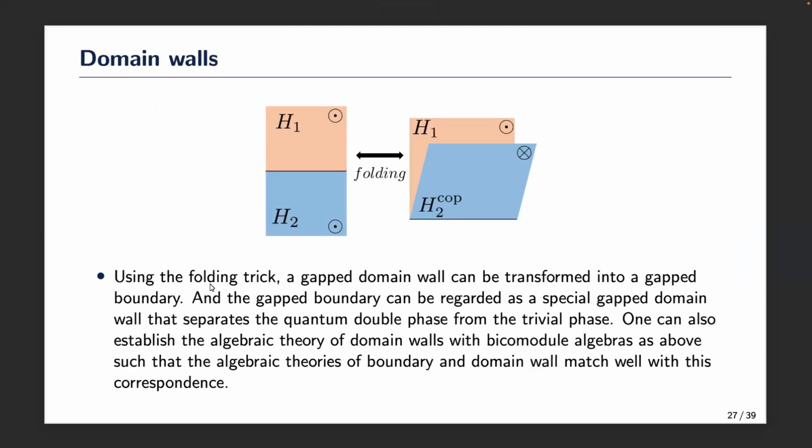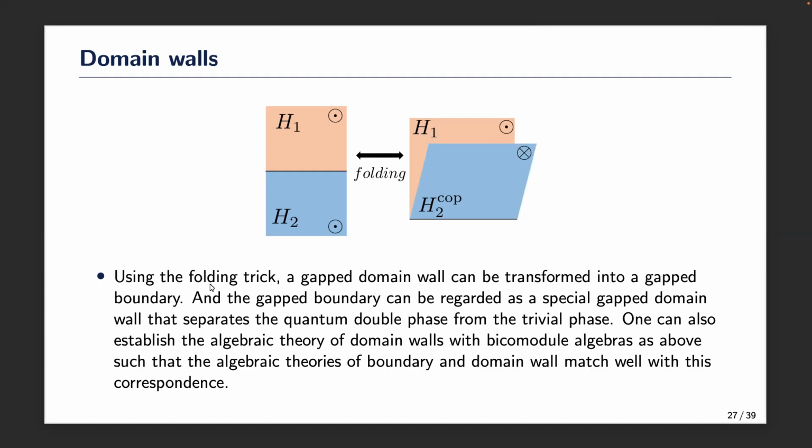And a few words about domain walls. Well, we can use the folding trick to say that a gapped domain wall given by two weak Hopf algebras here, we can transform the gapped domain walls to a boundary. And conversely, a boundary can be treated as a special domain wall. So one can also establish the algebraic theory of domain walls with comodule algebra as above. And then this algebraic theory matches well with the correspondence given by the folding trick here.